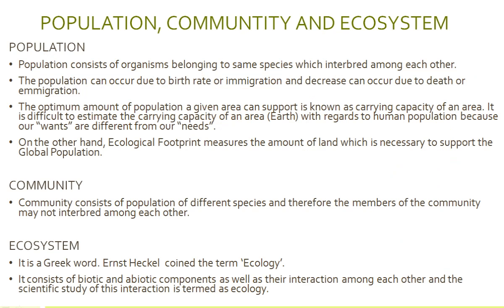Now we'll talk about population, community and ecosystem, okay? The organisms belonging to same species, remember this keyword, same species, consists of population. And since these are the members of same species, they can interbreed among each other, right? An increase in population can occur due to birth rate or immigration, and decrease can occur due to death or emigration. Okay, remember these keywords, immigration and emigration.